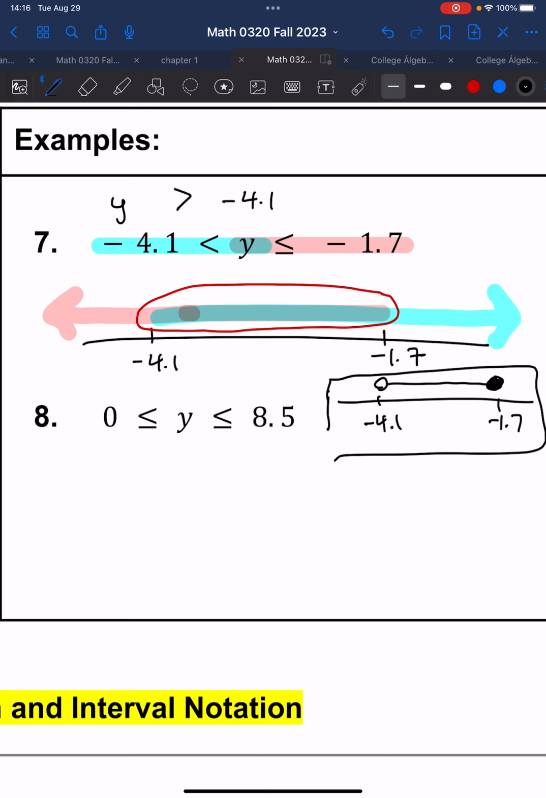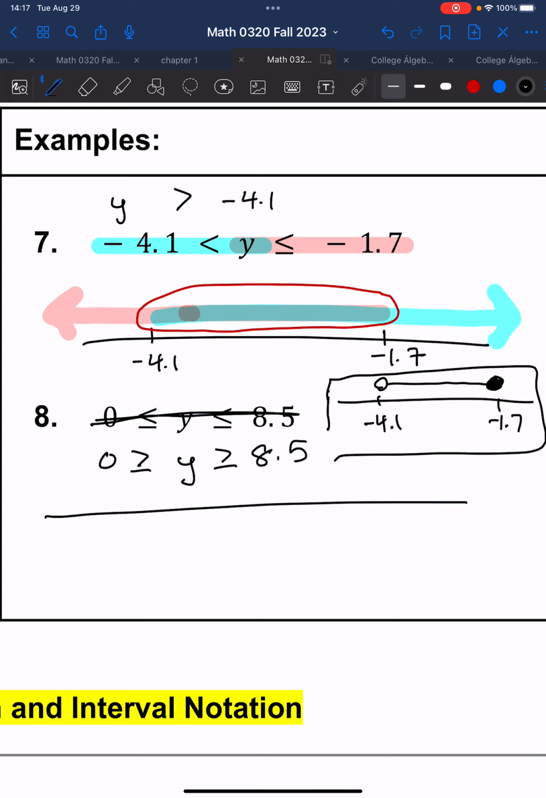Now let's look at number 8. I know number 8 looks very similar to number 7, so I'm going to change it up. I'm going to change these inequality symbols so they are both greater than or equal to. Again, I'm just changing up this problem so we can see two different ways these graphs can look. We're going to do the same thing: draw our number line, place our 0, place our 8.5, and treat these as two separate inequalities.